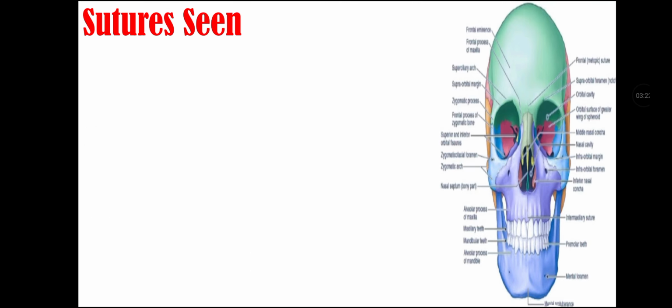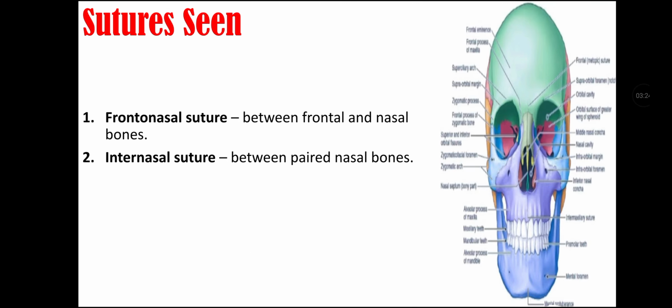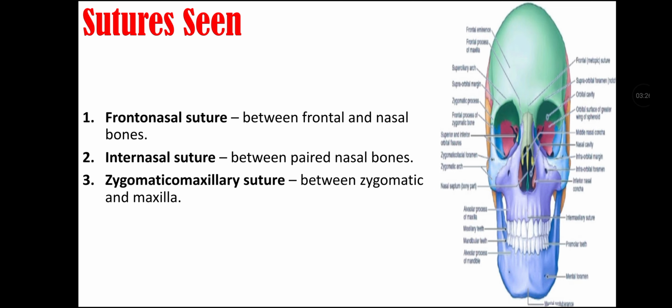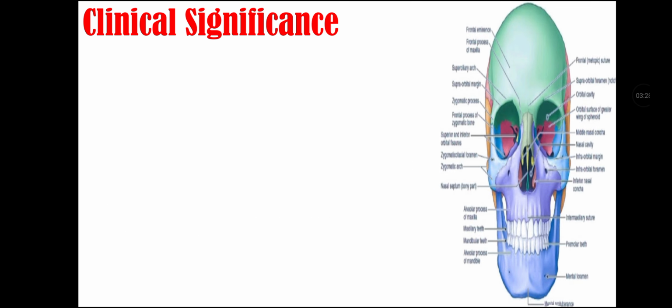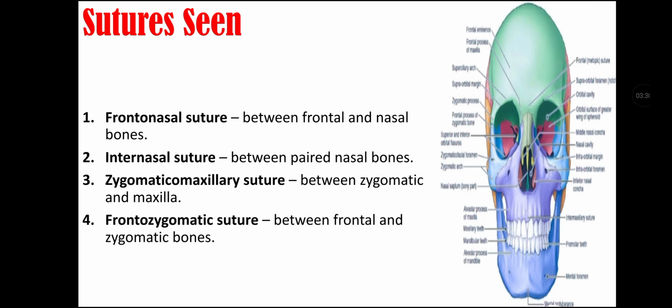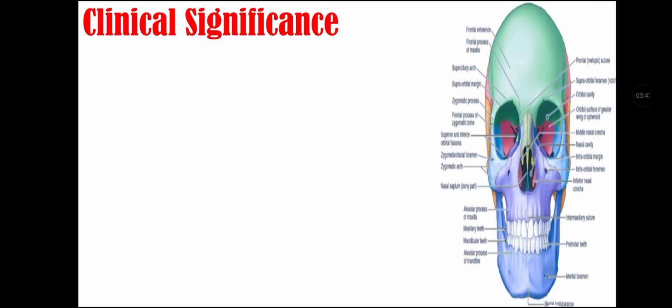Sutures seen from norma frontalis include frontonasal suture, internasal suture, zygomatic-maxillary suture, and frontozygomatic suture. Frontonasal suture is present between frontal and nasal bone. Internasal suture is present between two nasal bones. Zygomatic-maxillary suture is present between zygomatic bone and maxilla. And then there is frontozygomatic suture that is present between frontal and zygomatic bone.